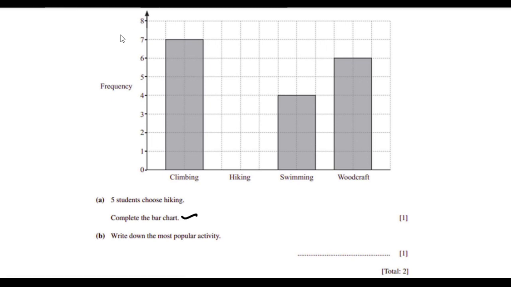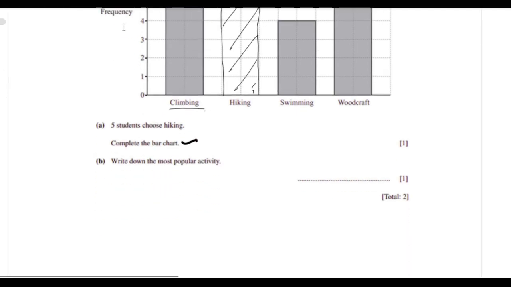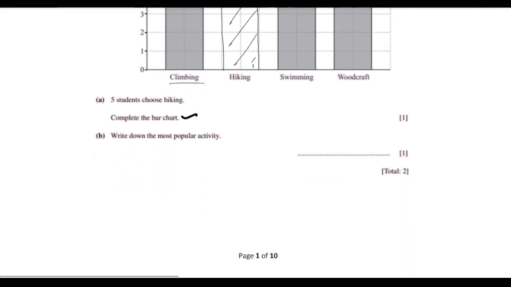What we do, simply we will draw one bar having a height of 5. Okay, so this is your bar chart. Write down the most popular activity. What is the most popular activity? Climbing is the most popular activity. So you write that climbing is the most popular activity.